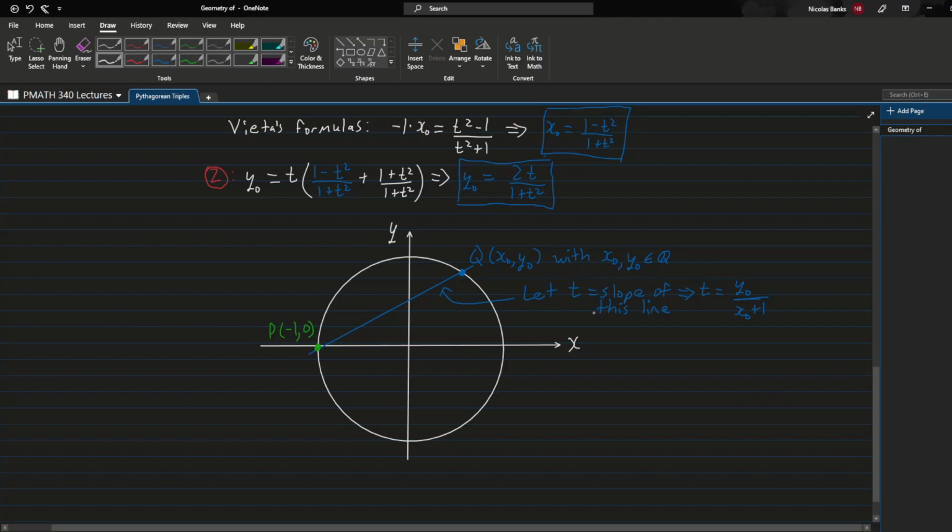But what do we know about t? Well, we know that t, let's put it in red because this is an important part of the proof, t is rational. Why is that? Well, look how it's defined. It's y naught over x naught plus 1. Y naught is rational. We assume that x naught and y naught was a rational point on the unit circle. And x naught is in Q, so therefore you add a 1 to a fraction, it's still a fraction. X naught plus 1 is a rational number as well, of course.